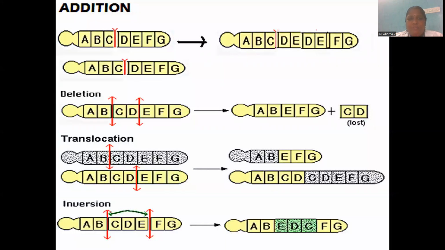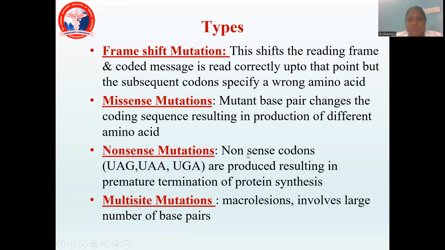So these are the examples for addition. Here you can see addition of a few nucleotides, like DE is added again here. Deletion of certain nucleotides, translocation occurs here, and inversion can be seen here. As we discussed, frame shift mutation shifts the reading frame, and the coded message is read correctly up to that point, but the subsequent codons specify a wrong amino acid.